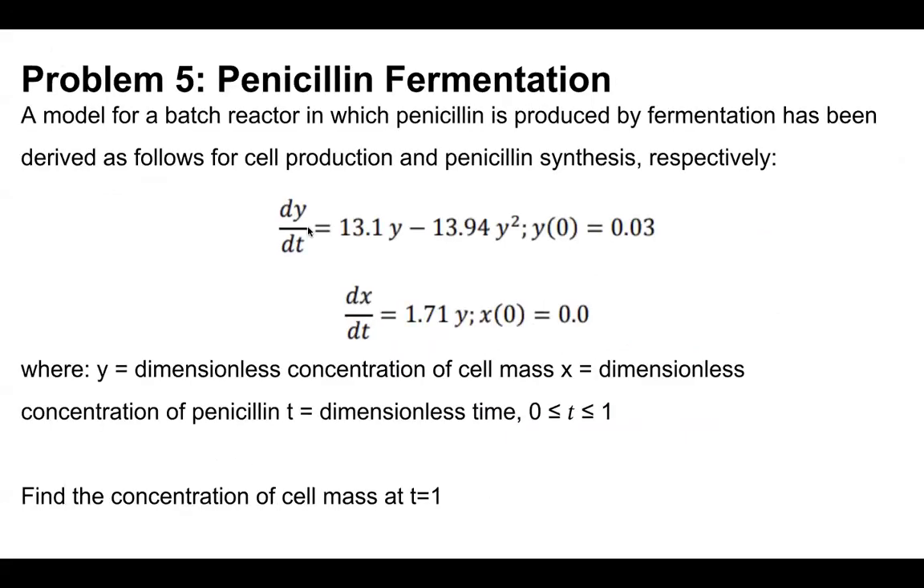This is the fifth problem. You have two equations in dy by dt and dx by dt, two initial values 0.03 and 1, and the t-span is given as 0 to 1. Now you have to find the concentration of cell mass.